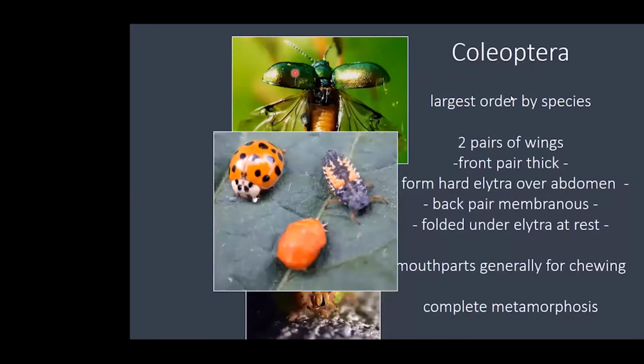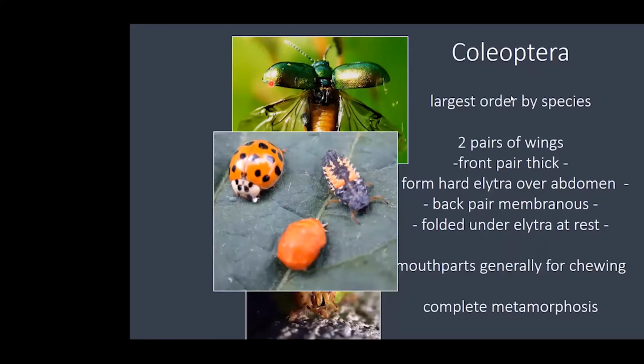If you can see my laser pointer here, I'm pointing at the front wings. Those are called the elytra, and it's a hard plate cover. A lot of times people will see a beetle and think they don't have any wings, but that's actually their wing right there, and it covers them up. So looking at this lady beetle right here, that's its elytra, that hard front wing cover.